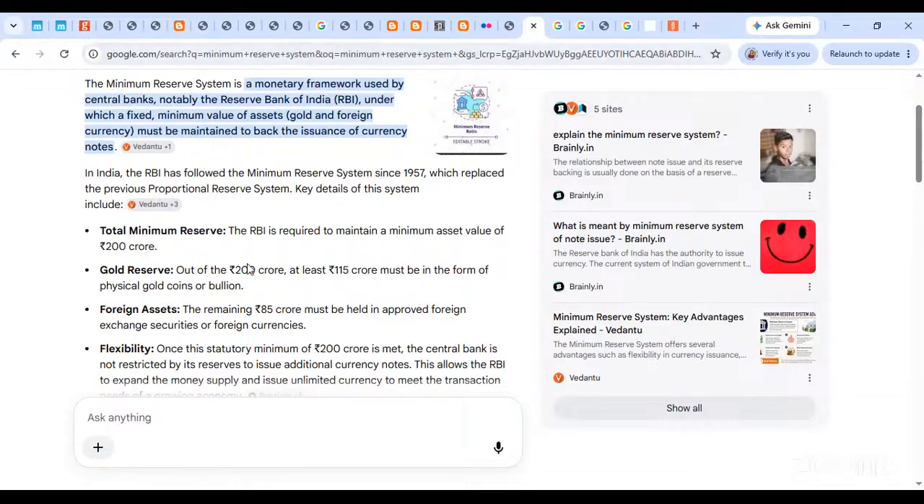इज दिस गुड? तो वी आर गोइंग विद द मिनिमम रिजर्व सिस्टम. ओके, प्लीज रिमेंबर द स्प्लिट. कम से कम 200 crores चाहिए, जिसमें से 115 crores has to be in the form of physical gold coins or bullion, and another 85 crores has to be in the form of foreign exchange securities or foreign currencies.